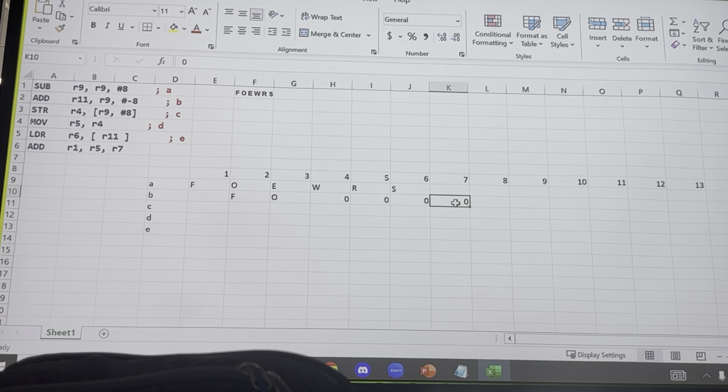Okay. So if that's the case, O has to wait 1, 2, 3, 4, 5, 4 cycles. What comes next? Just E, O, W, R, S, right? Yes, sir. Jesus Christ. This can do F.